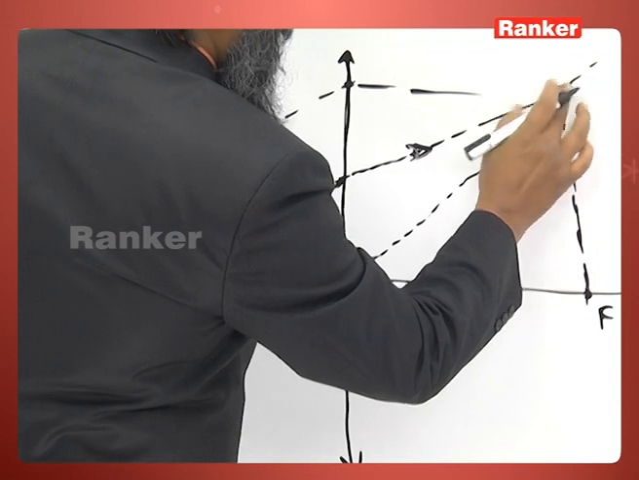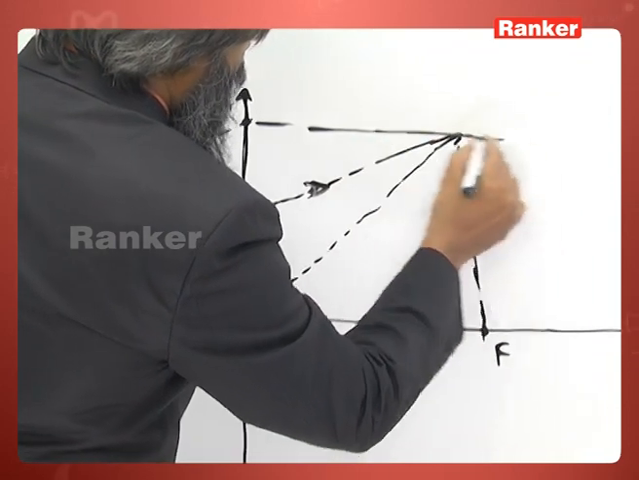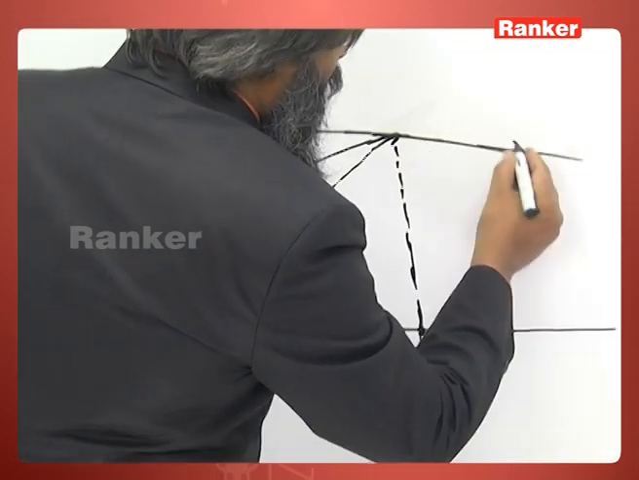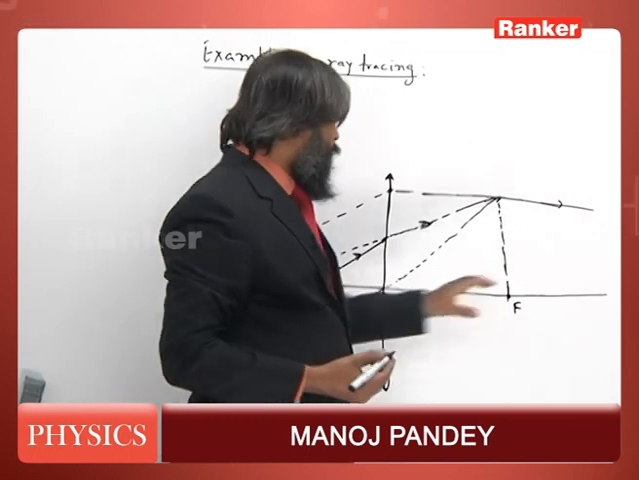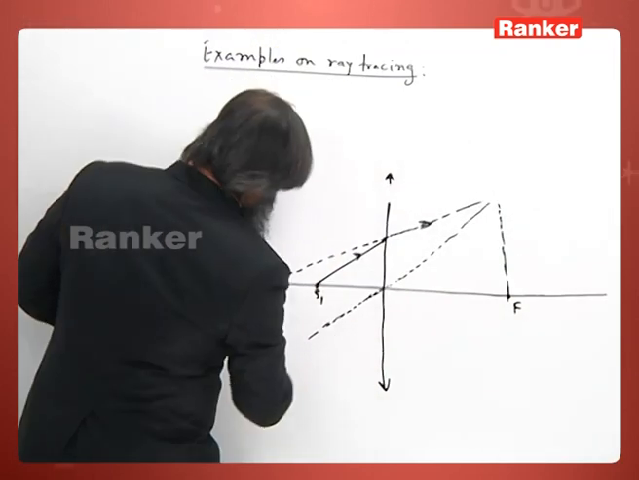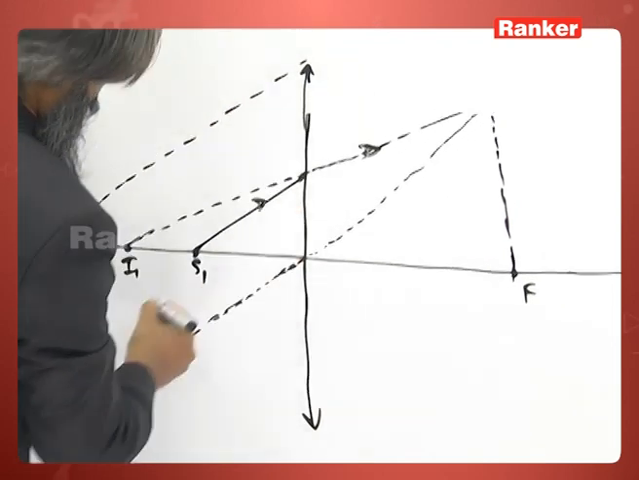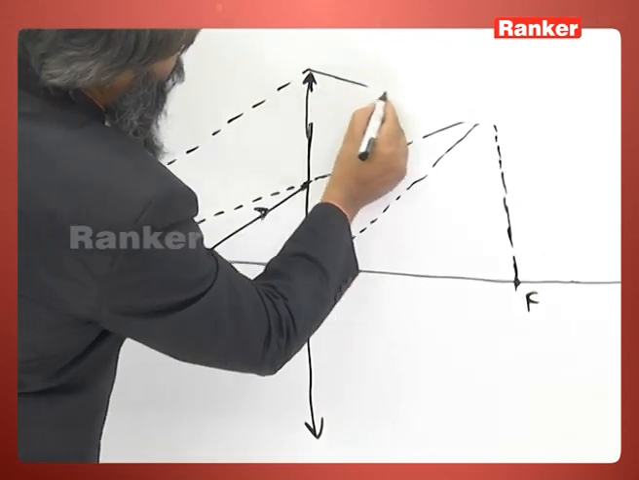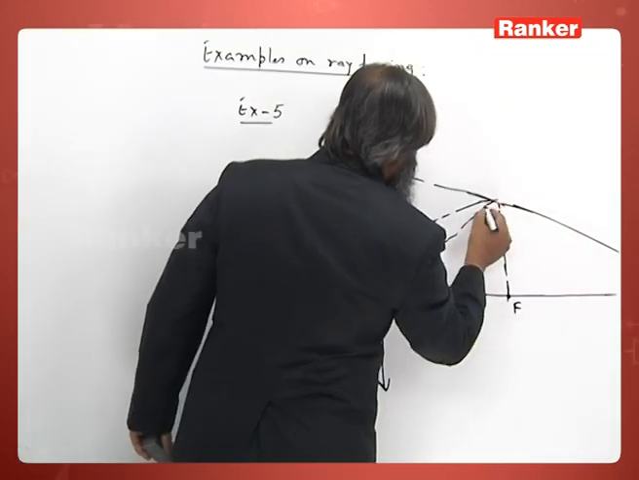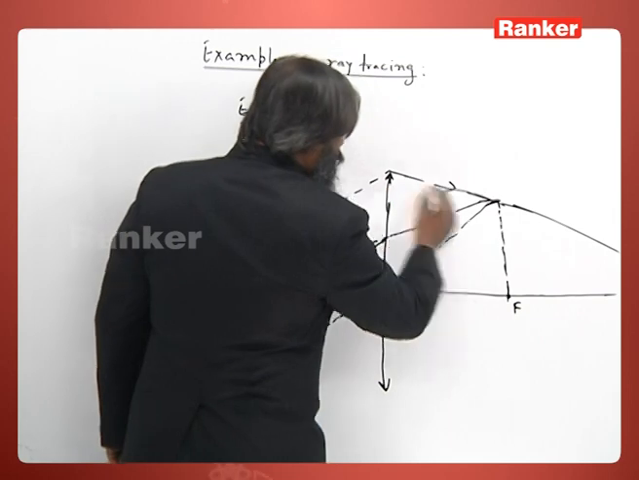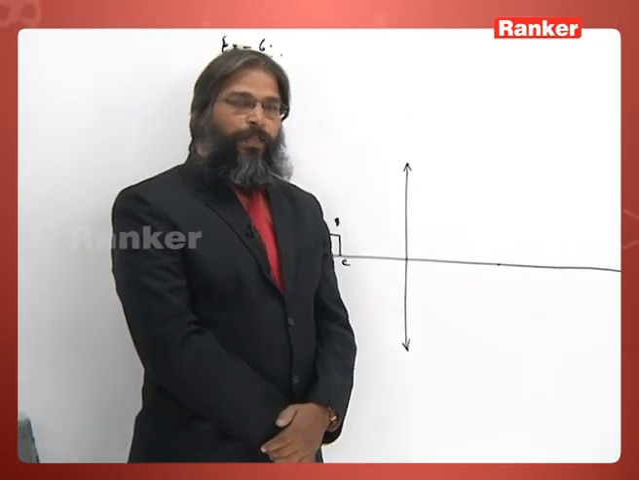Suppose this point is somewhere here. So I have to join these 2 points, and they will meet somewhere on this line. That will be the I2. So let us draw somewhat like this, parallel. So they are going to meet somewhere here. So that image will be I2. Now let us take another example.